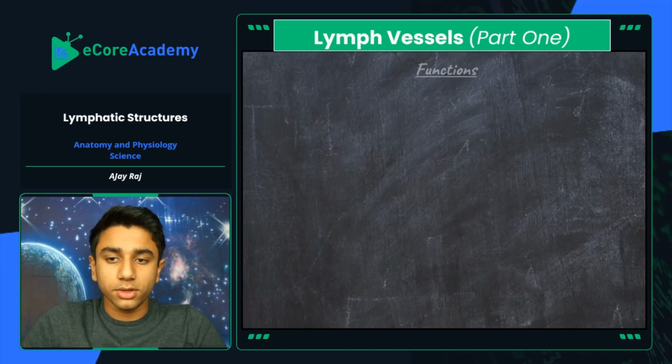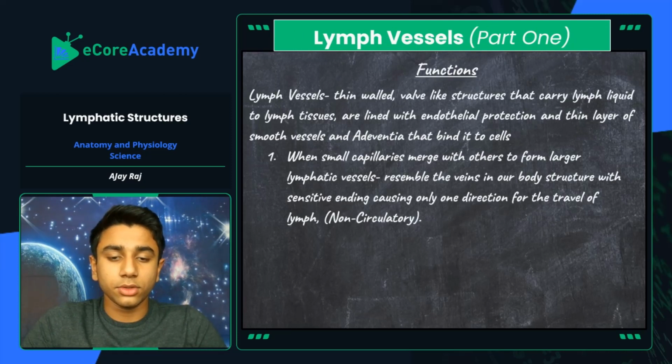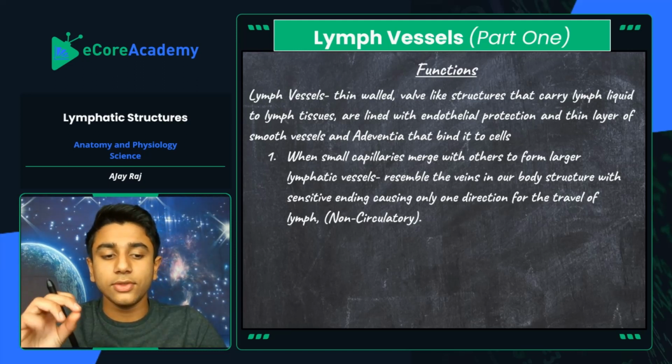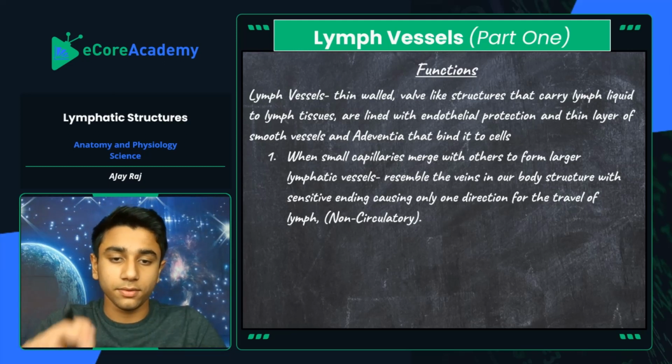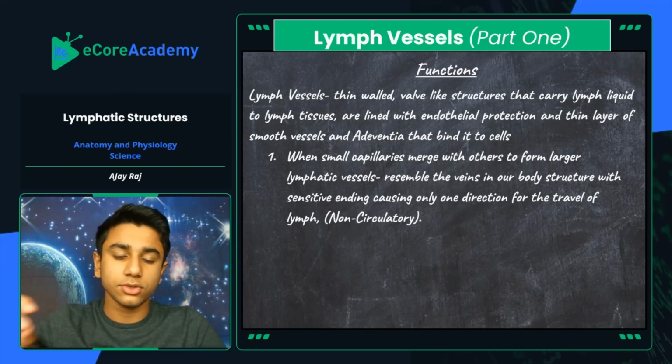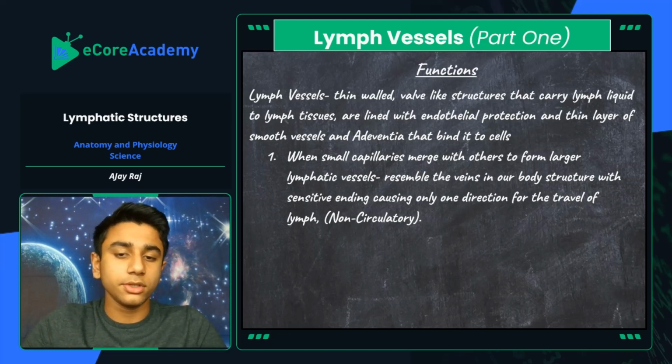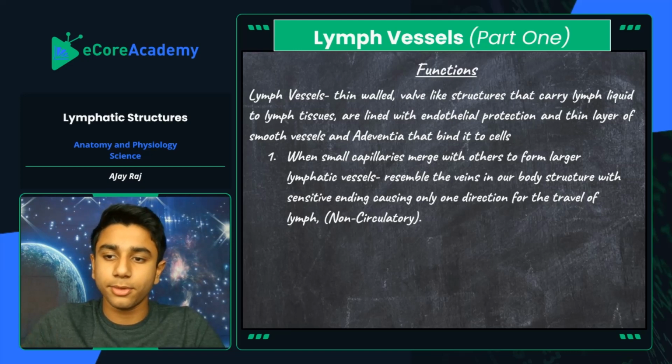Lymph vessels, part 1. So we're going to look at lymph vessels and look at their functions. So lymph vessels are thin-walled, valve-like structures that carry lymph liquid to lymph tissue. So these are responsible for the networking and the transfer of lymph, and not just being organelles. These are transfers and channels. And they carry lymph liquid to lymph tissues, and they're lined with endothelial protection, the extra layer of protection.